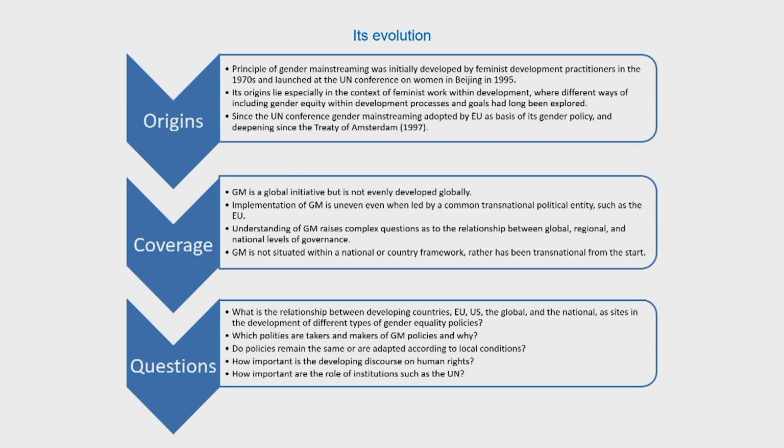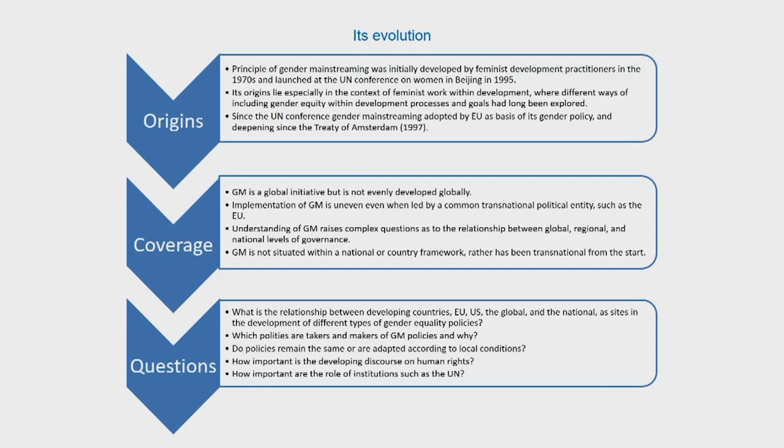And there are a number of questions that remain with regard to implementation of the gender mainstreaming policy. Because it is transnational in nature, one of the first questions, in all its complexities, that needs to be taken into account is, what is the relationship between developing countries, European Union, US, the global and the national as sites in the development of different types of gender equality policies? Who are the countries that are takers and makers of gender mainstreaming policies, and why? Do policies remain the same or are they adapted according to local conditions? How important is the developing discourse on human rights, and how important is the role of institutions such as the United Nations in dealing with this concept of gender mainstreaming in different domains across different countries? So there is a complex web of questions that need to be dealt with when you're looking at a policy which is as transnational in nature as gender mainstreaming.